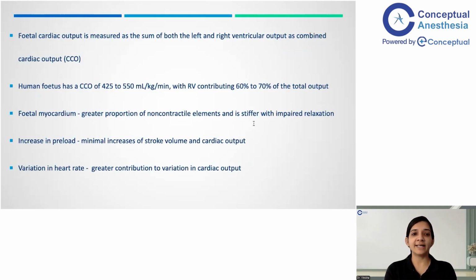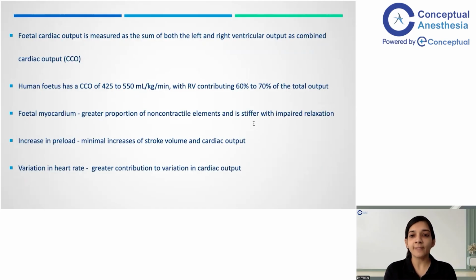So fetal cardiac output, because it's a parallel circulation, is usually measured as a sum of both the left and the right ventricular output, and it's called the combined cardiac output. Now, echocardiographic studies have found that a normal human fetus has a combined cardiac output of around 425 to 550 ml per kg per minute, with most of this, about 60 to 70%, being contributed by the right side of the heart.